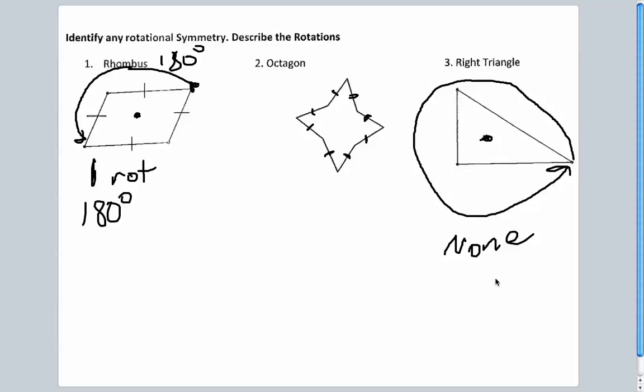But that doesn't mean that all triangles wouldn't. For instance, if I had an equilateral triangle, I think we could probably find some rotational symmetry in that. But for a right triangle, we're pretty much toast. And even an obtuse or an acute triangle, depending on what it looks like, we're probably not going to be able to do it either. So that's that.